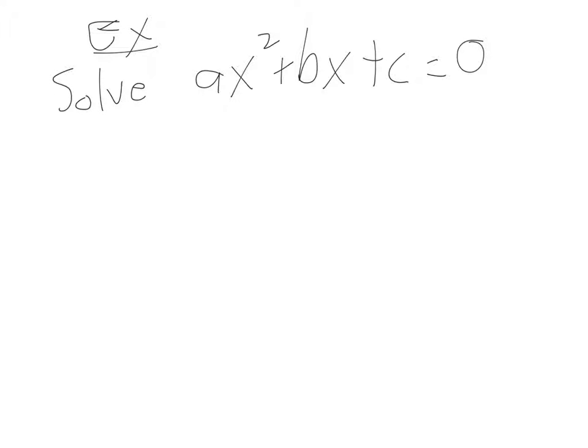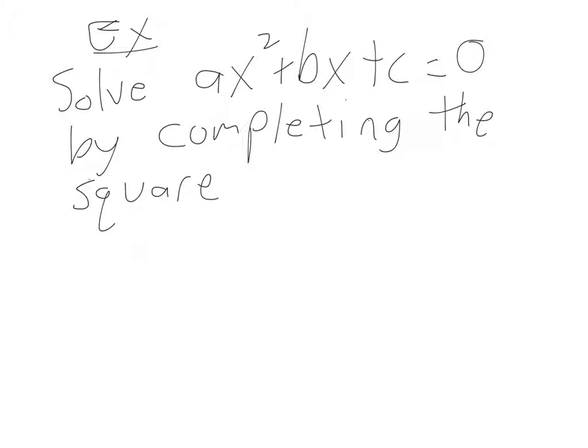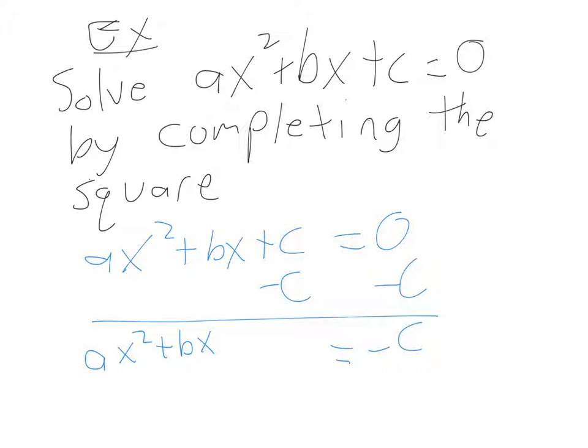Now, you may have seen this in previous algebra classes, the general equation for the quadratic. Solve ax squared plus bx plus c equals 0, because that's the general equation for any quadratic, by completing the square. Alright, you'd start by doing it the exact same way. So if you subtract c from both sides, you would have ax squared plus bx is equal to negative c.